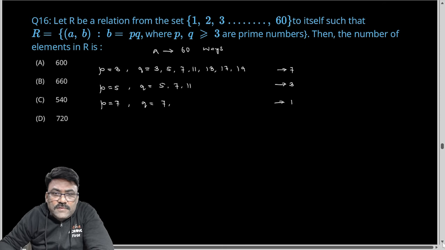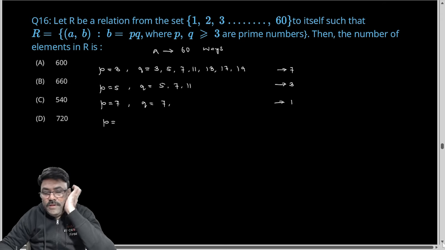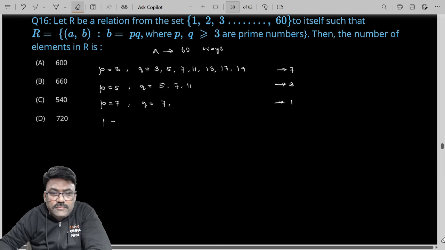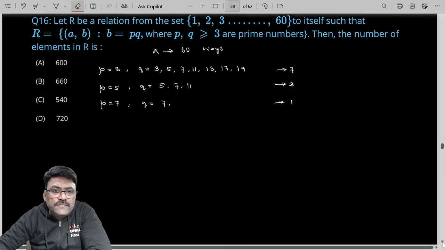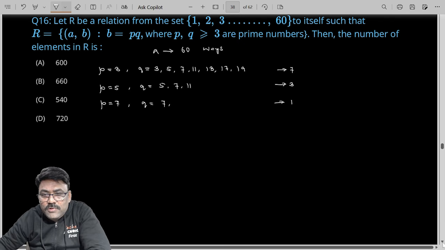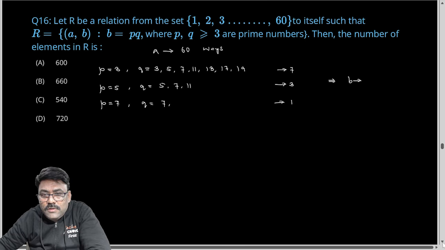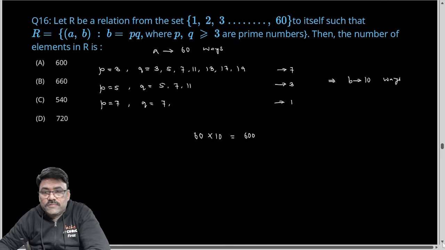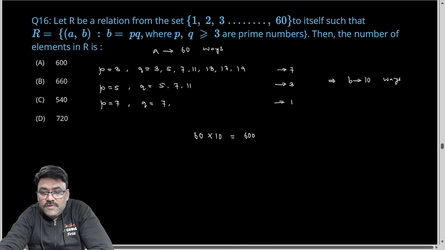Next 11 into 11 is 121, so no other value is possible. So for B, you have 7 plus 3 plus 1, 10 ways. The total is 60 ways for A and 10 ways for B. So how many pairs can you form? 600 pairs. The number of elements in this relation is 600.